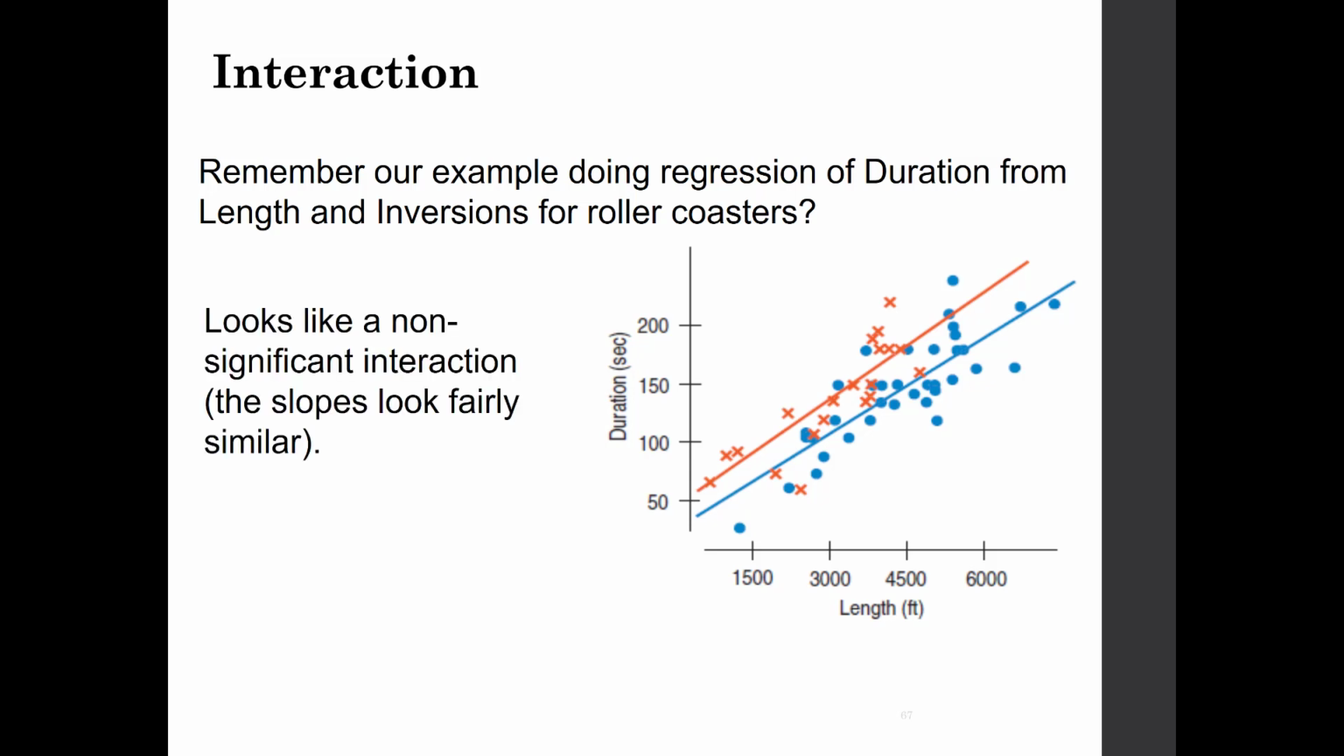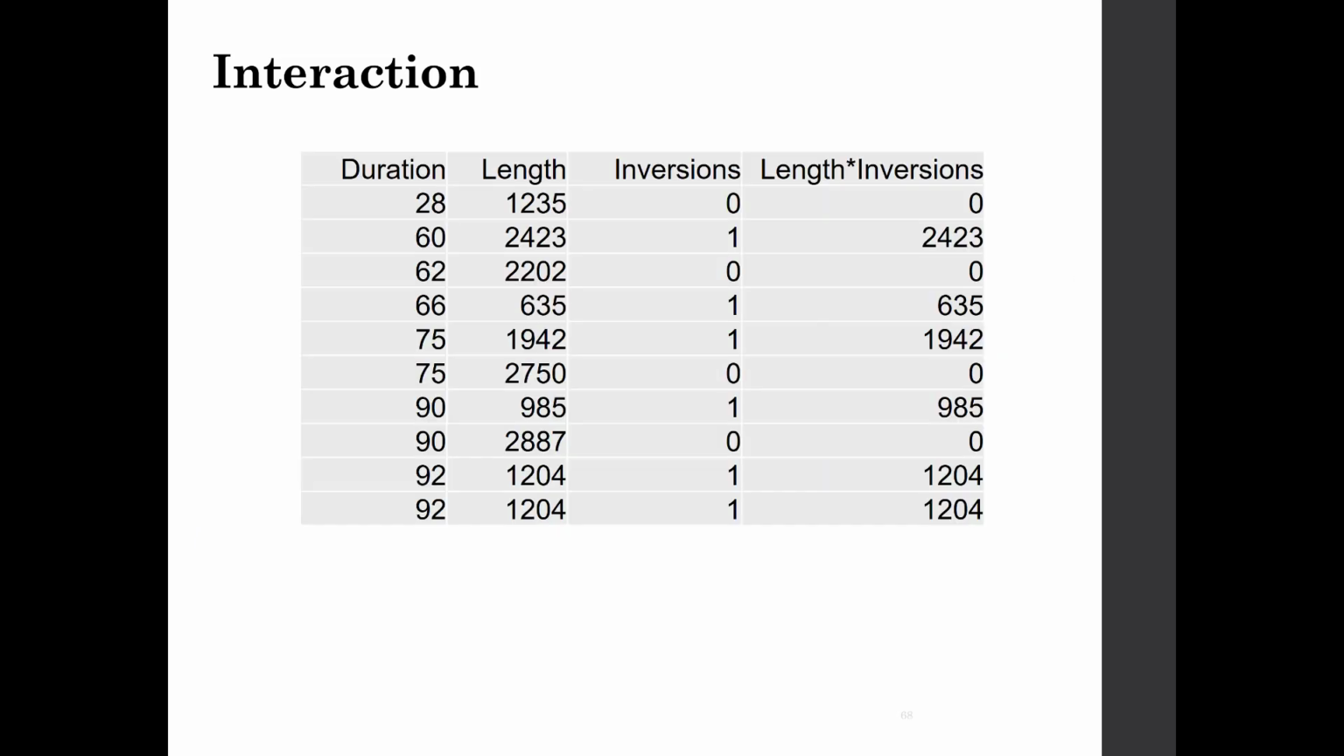And we assumed it looked like there wasn't an interaction here. The slopes of the lines look fairly similar. The lines look fairly parallel. But we really need to check the p-value to determine whether there's a significant interaction or not between length and inversions. So in Excel, you can't just push a button to add an interaction term. Statistical software packages have this option, but in Excel, we have to manually do it.